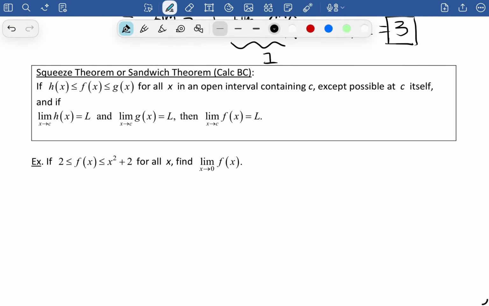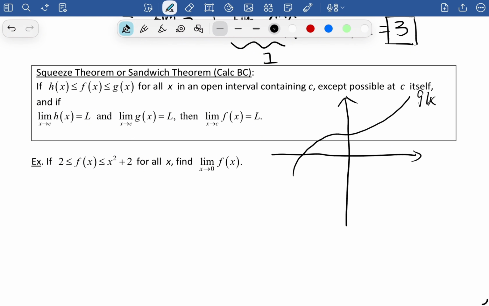I can show you the squeeze theorem on a graph. Let's say we have a function g of x, let's just say. This is the tallest function, and we have f of x. I'll change the color. This is below g of x, f of x, and h of x, which is below f of x.